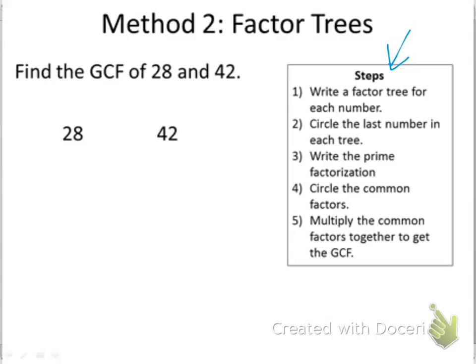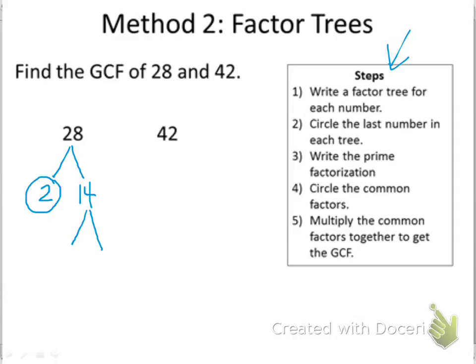Okay, first step is to write a factor tree for each number. Our first number here is 28. What can we divide 28 by? Well, I think of 2 right away, and I know that 2 times 14 gives 28. Now I need to stop and see if either of these are prime numbers. 2 is a prime number, so I'm circling it, but 14 isn't prime, so I'm going to keep going.